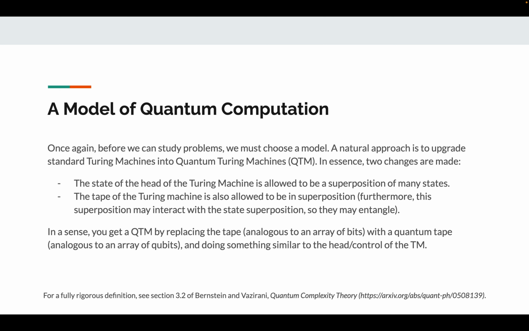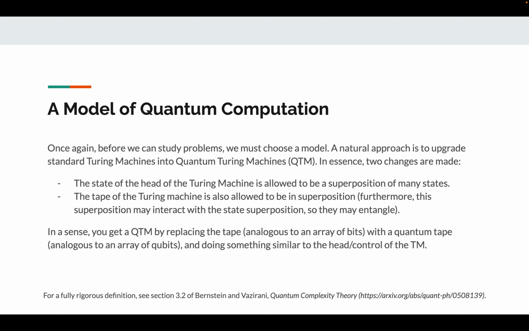Interestingly, we also let the state of the Turing machine, this is the head or the control of the Turing machine, also be in a superposition. All these superpositions are allowed to entangle. In fact, the state and the tape can become entangled to each other. And there you go. So yeah, it's like replacing bits with qubits is how you perform this transformation.